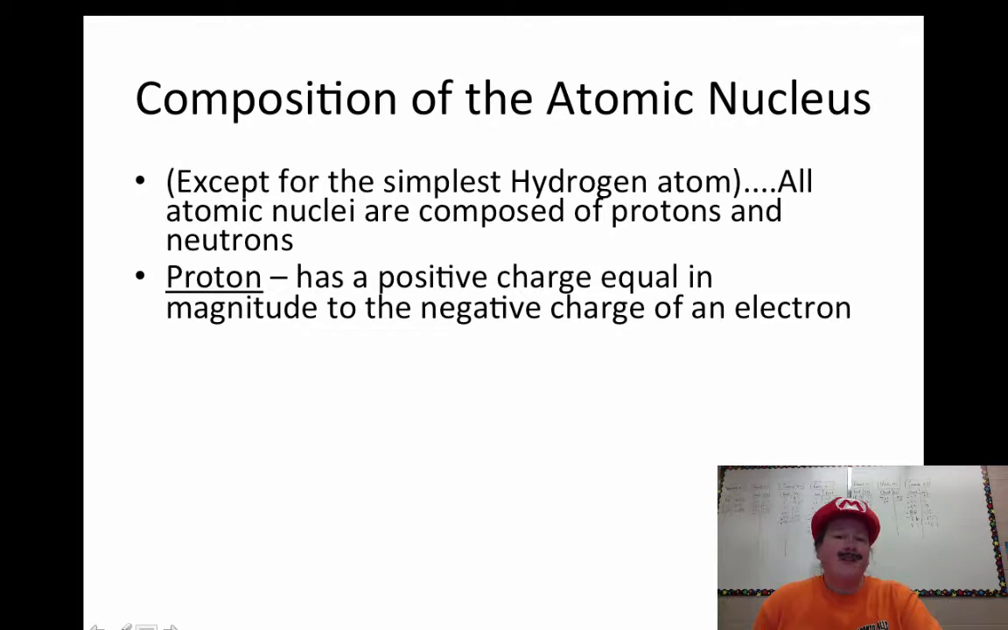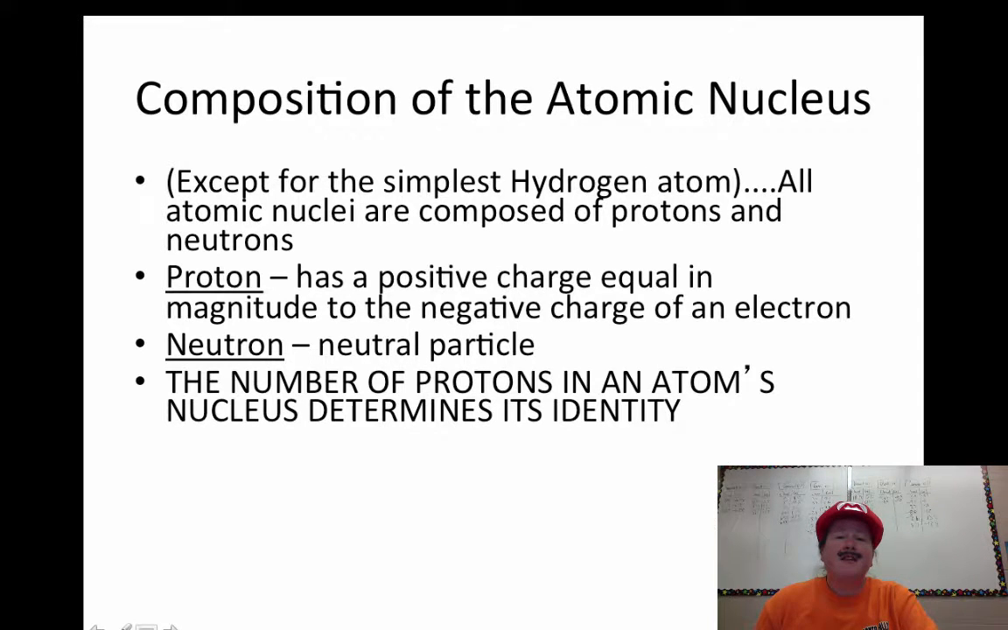By definition, a proton has a positive charge, equal in magnitude to the negative charge on an electron. A neutron is a neutral particle, and it is the number of protons that determines an atom's identity. For example, 3 is the atomic number for lithium, and any atom with 3 protons in it is lithium. So I'll review that the atomic number is the number of protons in an atom.